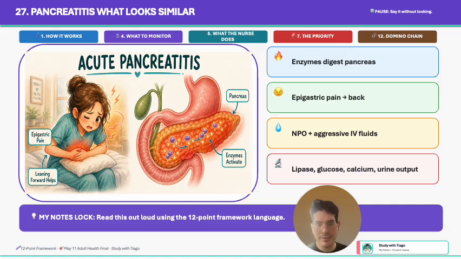Yeah? All right? Because that's the basics of these questions that I keep coming across. And that's how I was able to analyze and break all these things down. Okay? So, back radiating epigastric pain with high lipase belongs in the pancreas bucket.